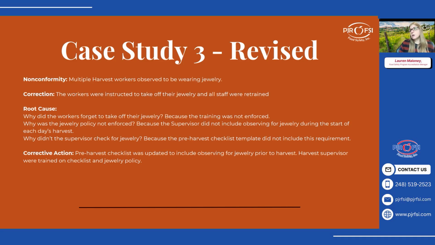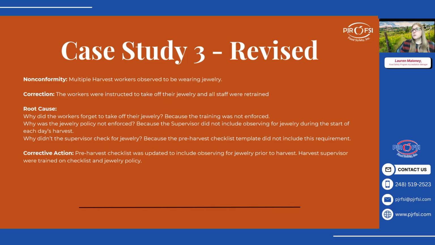But what could be the possible root cause? Why did the workers forget to take off their jewelry? Because the training was not enforced. Why was the jewelry policy not enforced? Because the supervisor did not include observing for jewelry during the start of each harvest day. And why didn't the supervisor check for jewelry? Because the pre-harvest checklist template did not include this requirement.